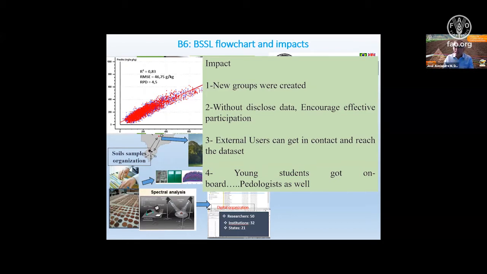And more, young students got on board and pedologists as well. And the impact of all this is that we had about 40,000 samples, 41 institutions, 61 soil scientists participated from all over the 26 states of Brazil.